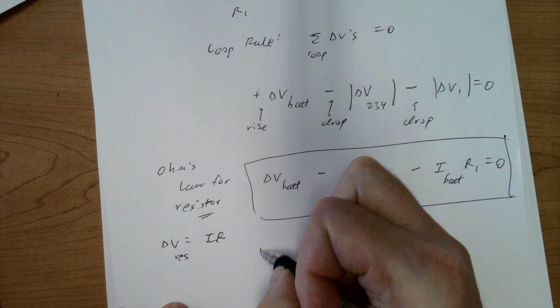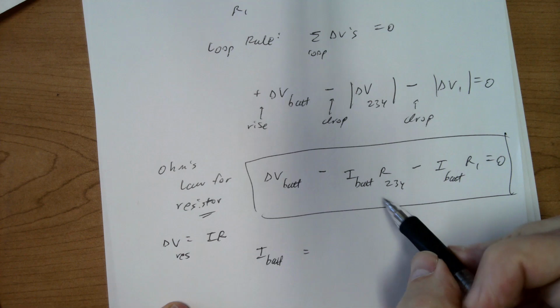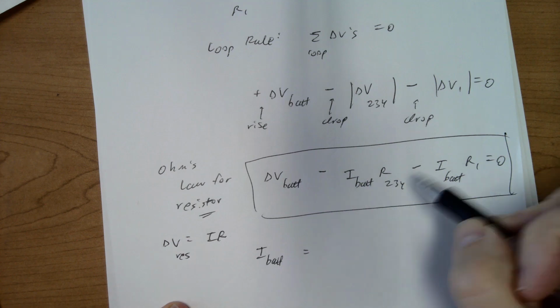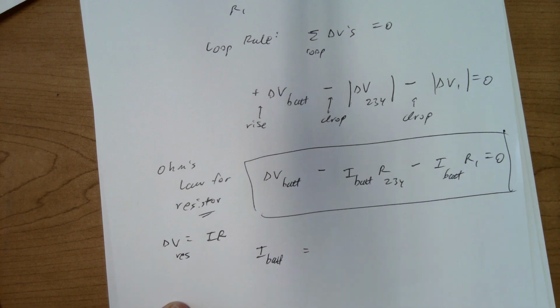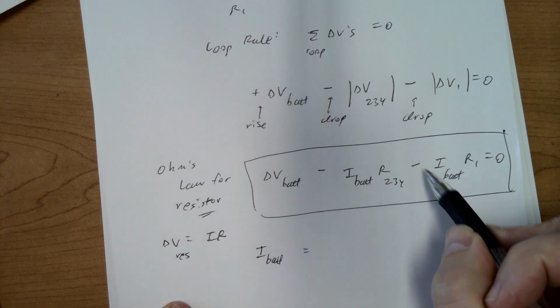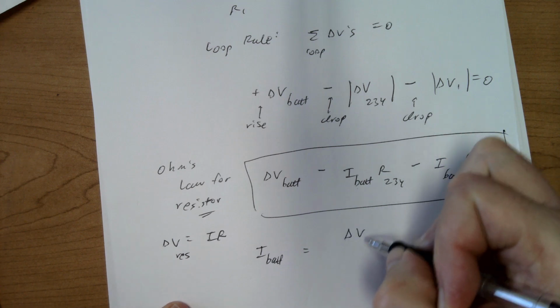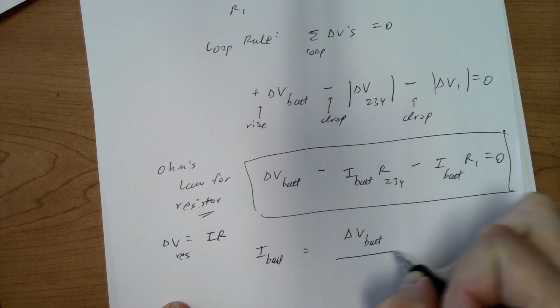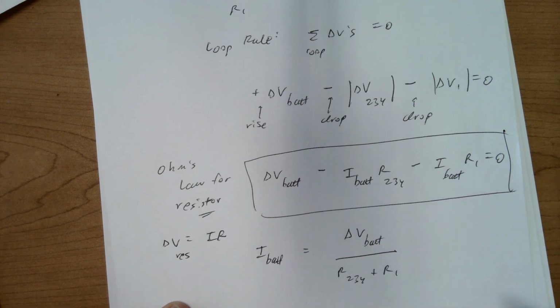Alright, doing that, the only unknown I've got is I bat. So I can move the things with the minus signs to the right side. I can add them over, factor out I bat, because it's a common term, and then divide by the factored part. So I get I bat comes out to be delta V bat over R234 plus R1.